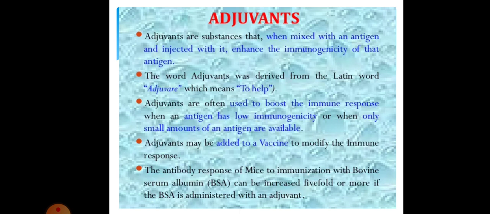Adjuvants is another terminology in front of us. Adjuvants are substances that, when mixed with an antigen and injected with it, increase or enhance the immunogenicity of that antigen. Adjuvants ऐसे मॉलिक्यूल होते हैं वो अगर एंटीजन के साथ में मिक्स हो जाए तो वो इम्यूनोजेनिसिटी नॉर्मल इम्यून सेल्स में बढ़ा सकते हैं. So adjuvants are those substances which, when we mix with the antigen and inject, enhance the immunogenicity of that antigen. The word adjuvant was derived from the Latin word adjuvare, which means to help.